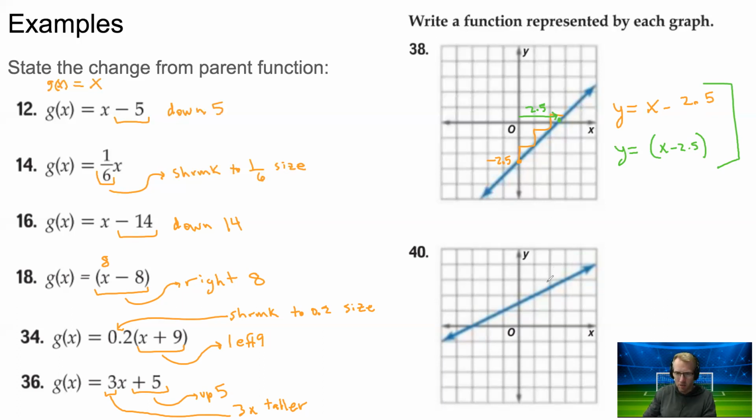All right, let's look at the next one. So this one, it looks like it has been moved up, if I look here, to 1.5. But it also looks like it's been flattened a little bit, right? So instead of going up 1 over 1, it looks like I only go up 1/2 over 1, or easier is up 1 over 2. So it's been shrunk to 1/2 of its original size. So I could just say y equals 1/2 x, so it's shrunk, and then it's up 1.5. So that would be a way to write the equation.